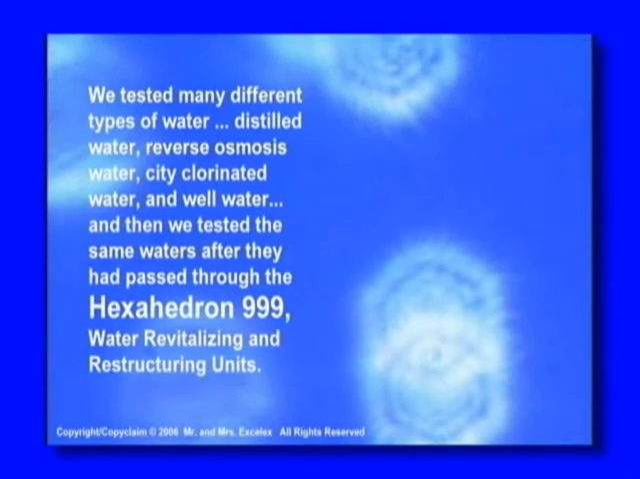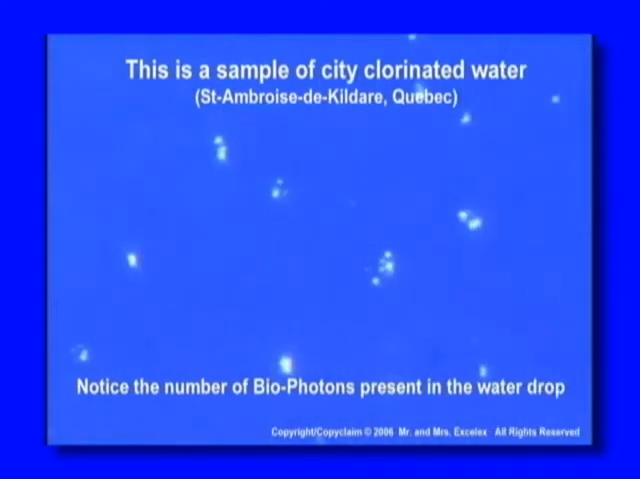We tested many different types of water: distilled water, reverse osmosis water, city chlorinated water, and well water. And then we tested the same waters after they had gone through the hexagon 999 water revitalizing and restructuring unit. This is a sample of city chlorinated water, taken from St. Ambrose du Kildare, Quebec. Notice the number of biophotons present in the water drop.